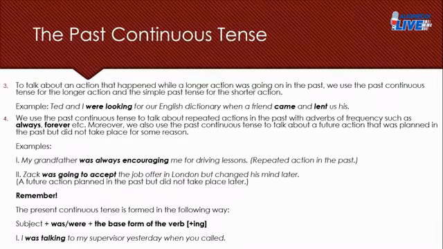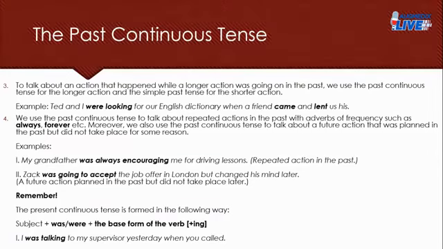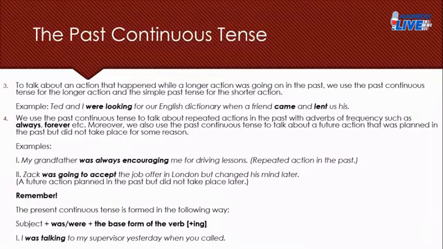Okay, now in this case, not exactly unlike rule number 2, but similar to rule number 2, here in rule number 3, what you have is, of course, two actions again, right? But one of the actions took place for a longer time than the other action. And to describe the longer action, you use the past continuous tense. And to describe the shorter action, you use the simple past tense, right?